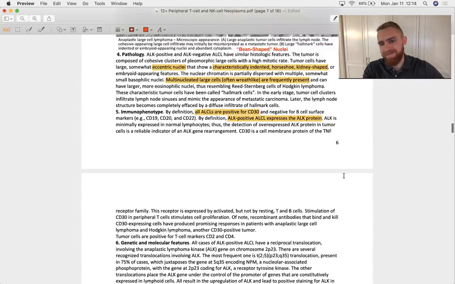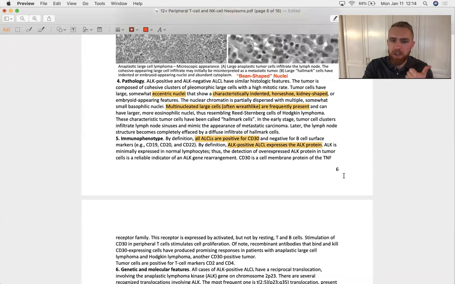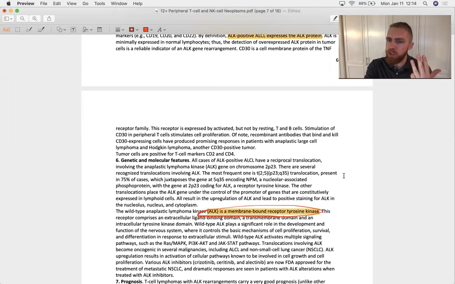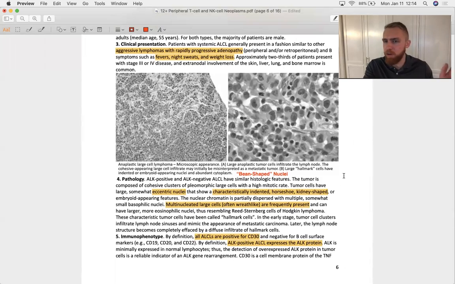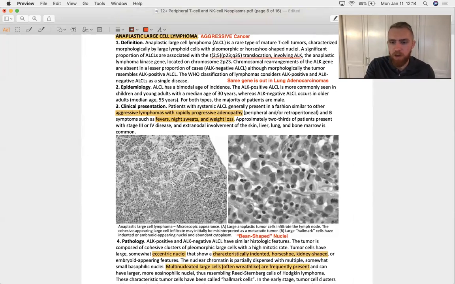So they're going to ask you what you would see on histology, or they're going to say what would it stain positive for, or they'll say what gene is involved, or what does the protein do that the gene codes for. That's about all they could ask you. Maybe if you're lucky, they give you the first order and they say, what's the diagnosis?